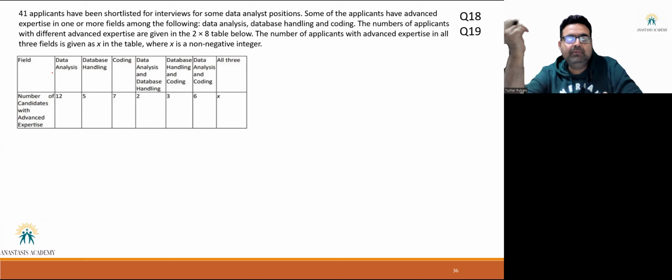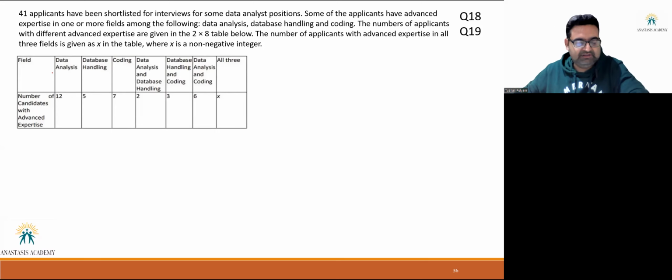Right? Again, a set of two questions. Venn diagram problem, questions 18 and 19, a set of two questions, but it was a fairly easy problem if you have done Venn diagrams. It says 41 applicants, some have expertise in one or more areas. There are three expertise, right? Data analysis, data handling, coding. The number of applicants is given in a table. So they've given you data analysis people, they've given you data handling individually and in groups of two, and all three is X, right? So let us draw the Venn diagram.